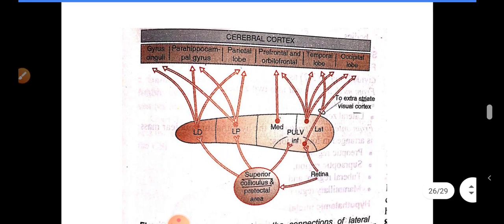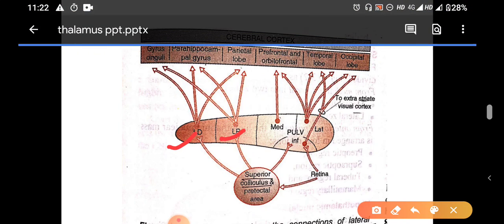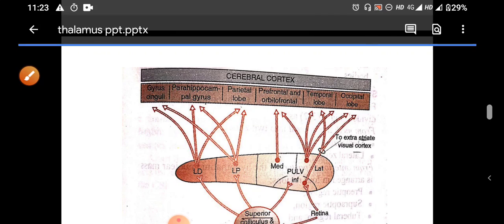This is again the lateral nuclei. You can see here the lateral dorsal, lateral posterior, and pulvinar group of nuclei. From the superior colliculus and the pretectal areas, the afferents are going to all three, and the efferents are going to most parts of the cerebral cortex. You can see the gyrus cinguli, parahippocampal gyrus, parietal lobe, prefrontal and orbitofrontal lobe, temporal lobe, and the occipital lobe. So this lateral group of nuclei projects to different parts of the cerebral cortex.